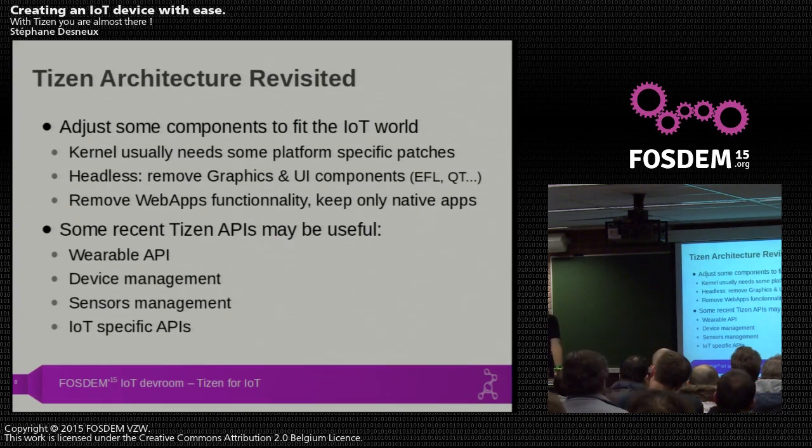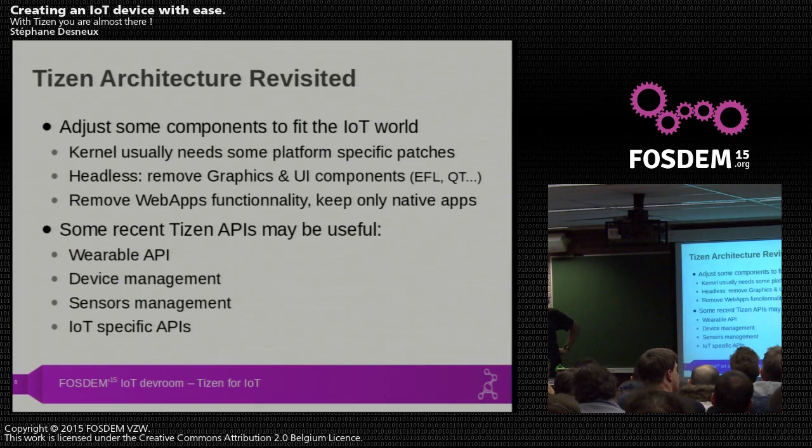So I made some adjustments, as I said, for the kernel, for example. For the Minnowboard, I didn't have to change anything on the kernel because it was a supported platform. But for example, if you want to run Tizen on Edison, you would probably have to patch the Tizen kernel with Edison-specific patches. So anyway, it's a usual hardware abstraction layer you have to adjust depending on your hardware. Also, the Minnowboards in my demo are headless, so I just removed the graphic and UI components, like the toolkits and the display servers, etc.